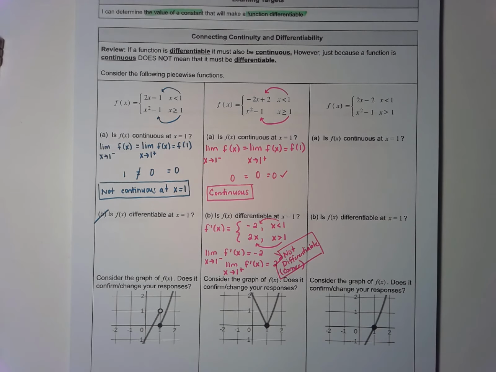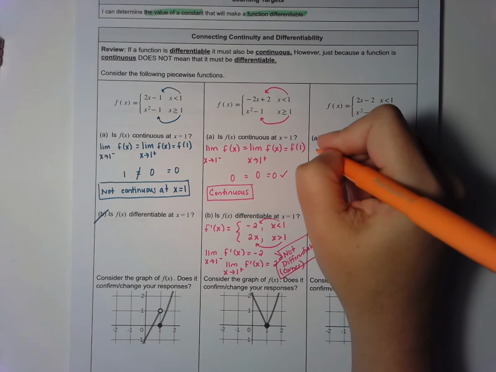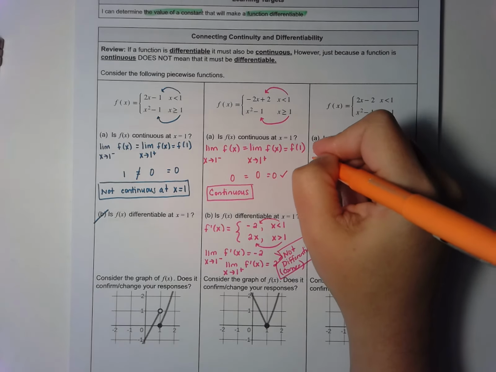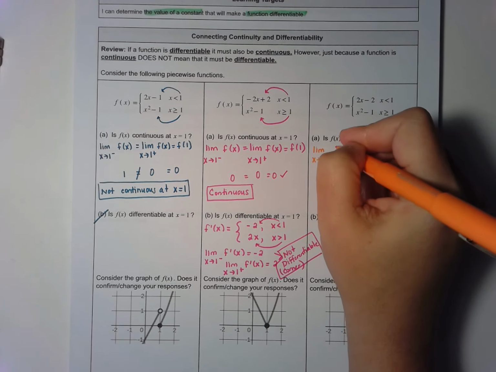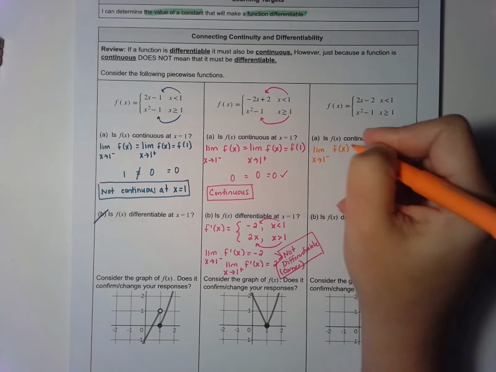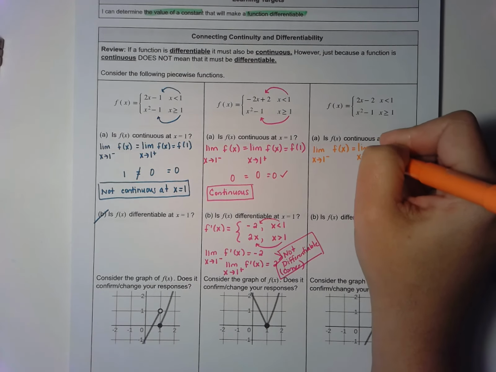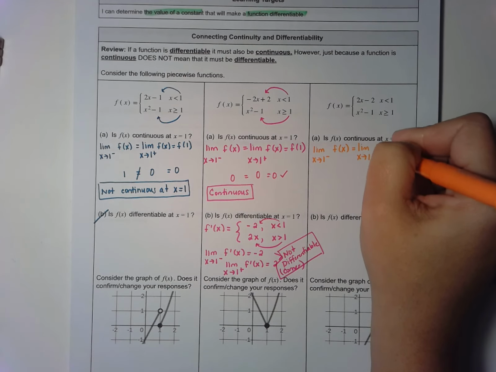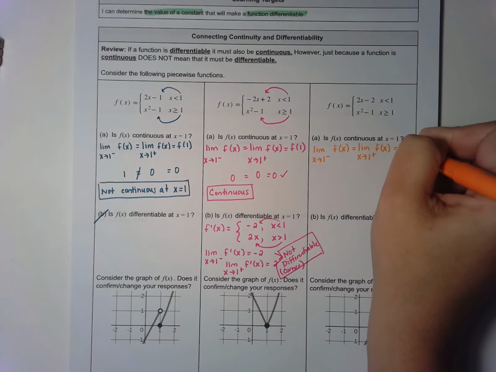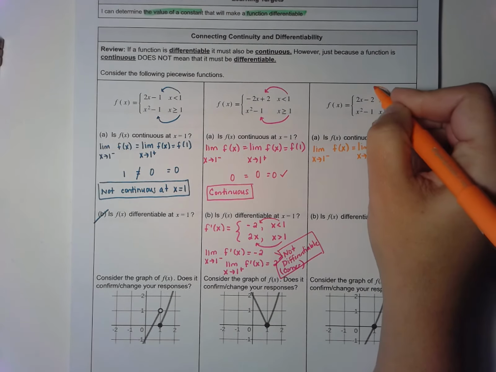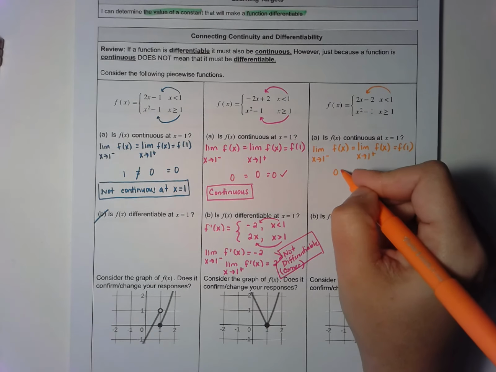Last but not least, let's look at a slightly different piecewise function again. We can check whether this function is continuous by looking at the limit as x approaches 1 from the left, the limit as x approaches 1 from the right, and f of 1, and seeing if we get the same value. To check the left, I would plug the 1 into the top and I get 0.